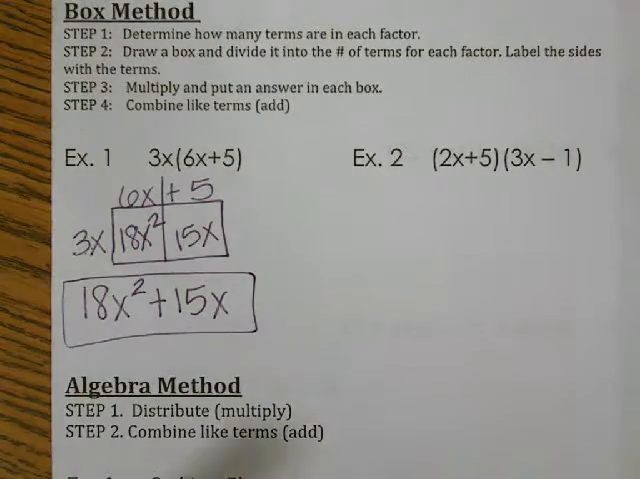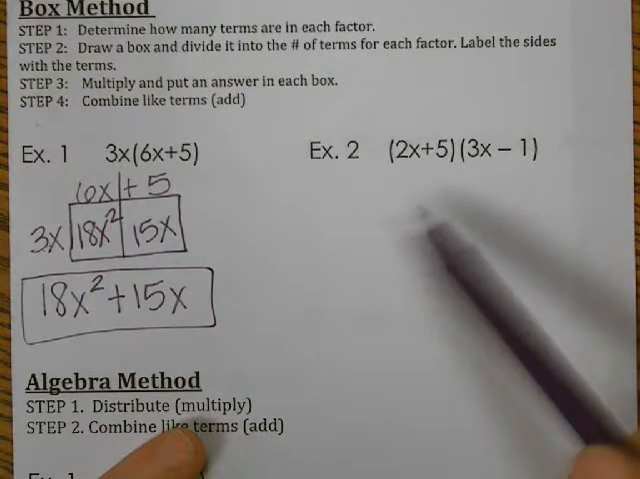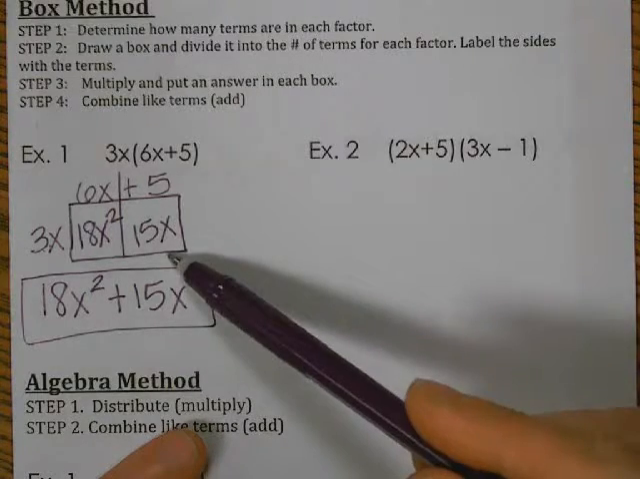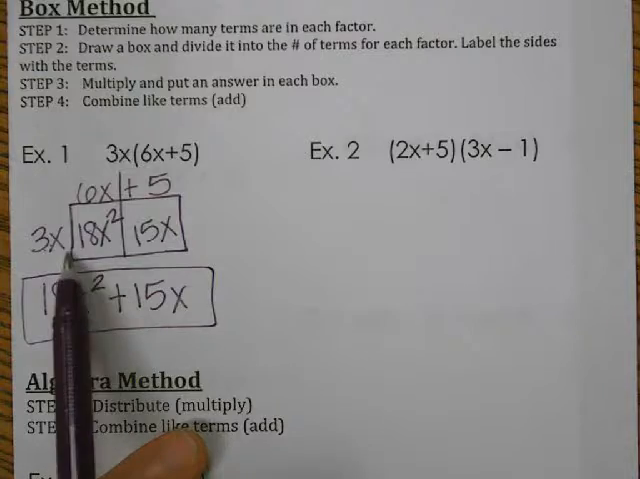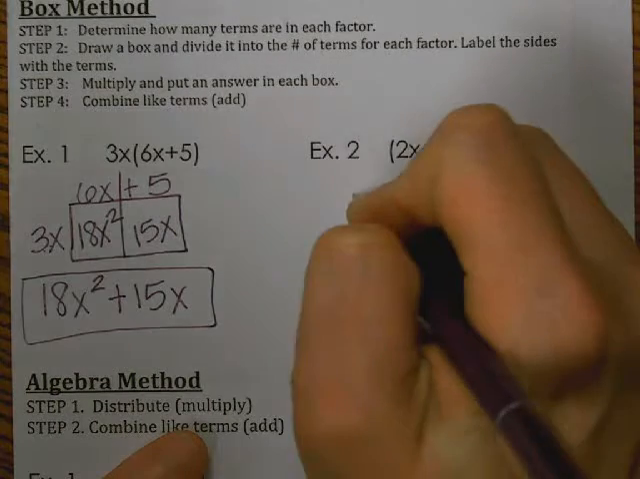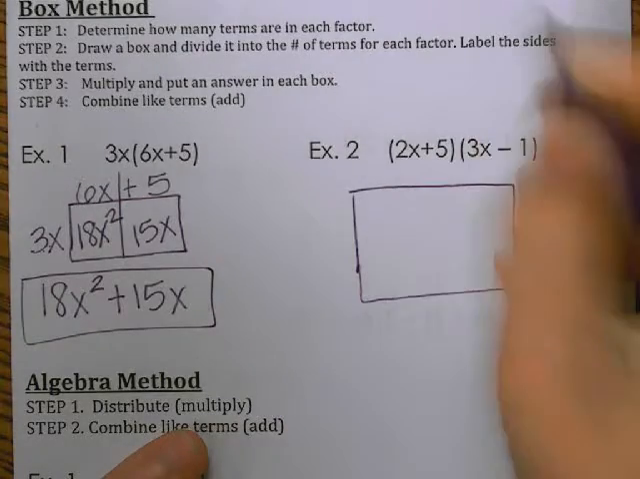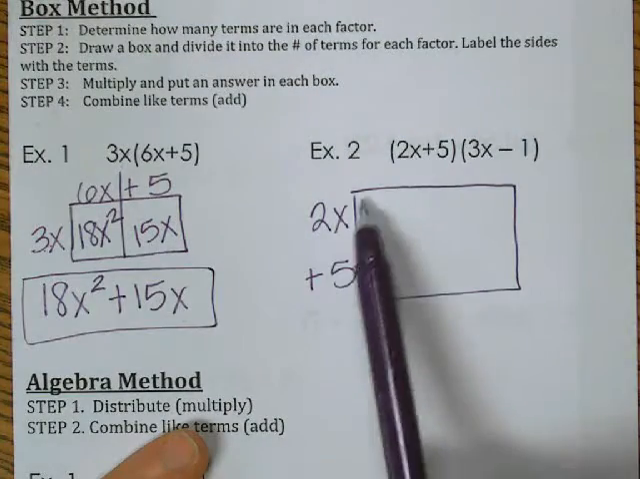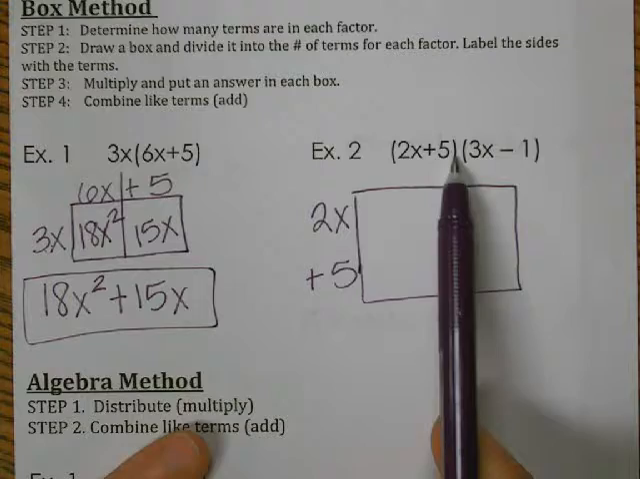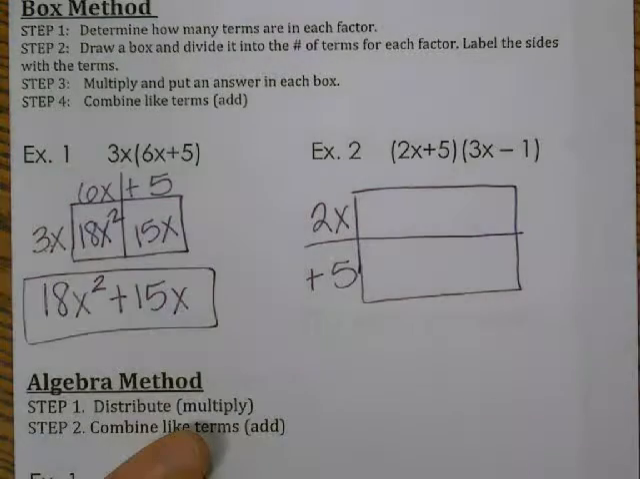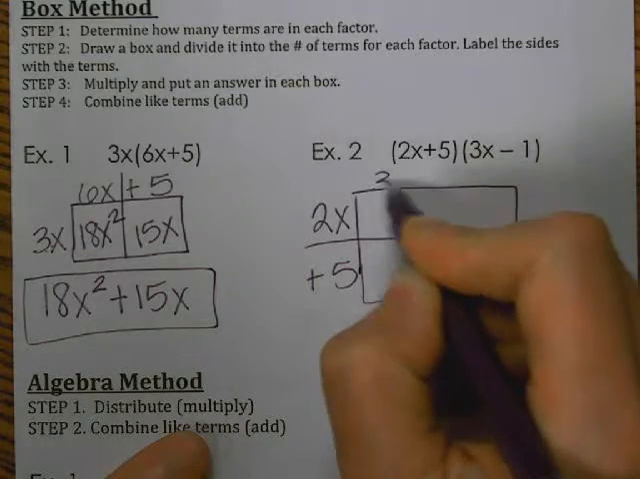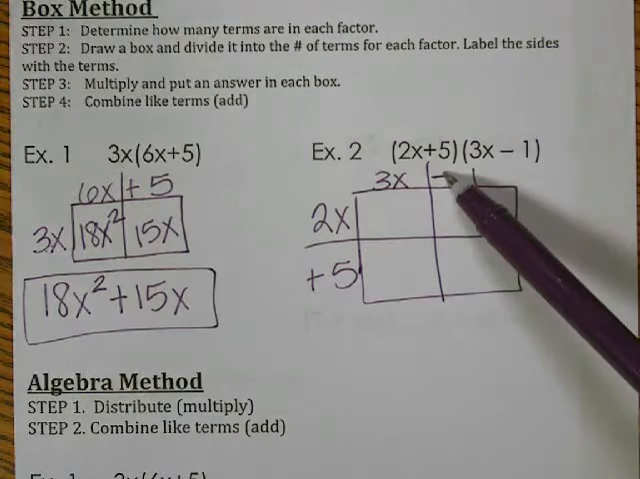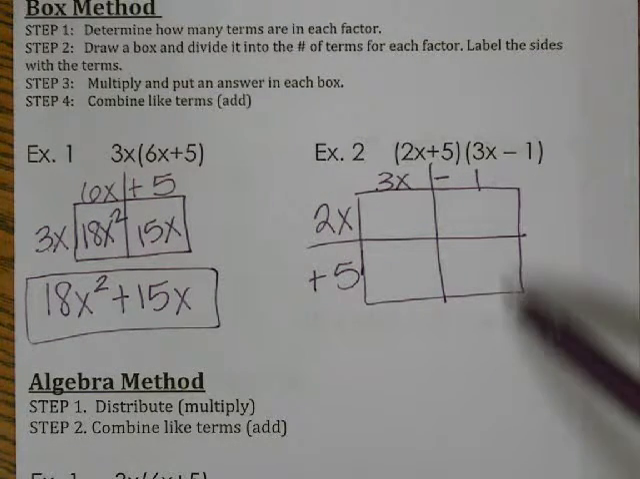Okay? In example 2, it's slightly different than example 1 because it has 2 terms here and 2 terms here. We can still do exactly like this, but instead of only having one thing, we're going to have another row down underneath it. So we're going to draw a little bit bigger of a box, and we're going to say 2x plus 5. So notice how I split it up here. The first one is the top, and the second one is the bottom. And we're going to cut this in half. And then on top of this one, we'll say 3x minus 1. And we're going to split this in half. Notice how I made sure the negative 1 was over here on this top column.